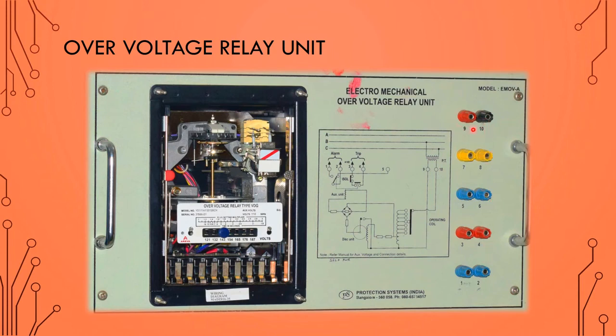So 9 and 10 is the input terminal of the relay, and the output terminal, that means the trip command terminal, can be 3, 4 or 1, 2. We can use any one. We can use 1, 2 as the command terminal, 3, 4 as the command terminal, or the trip signal out terminal.